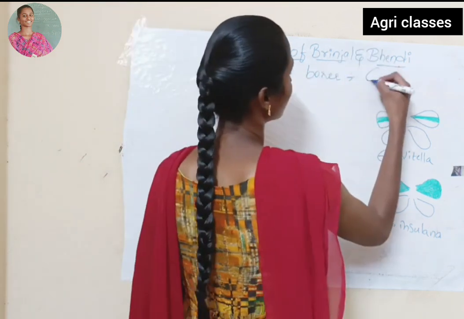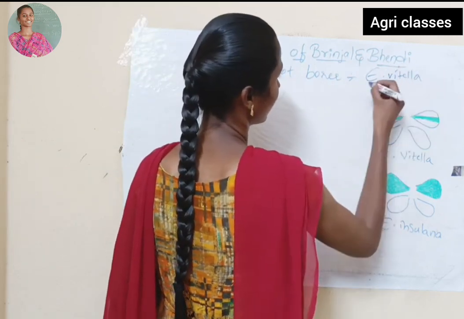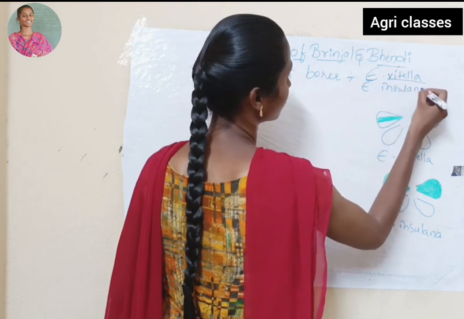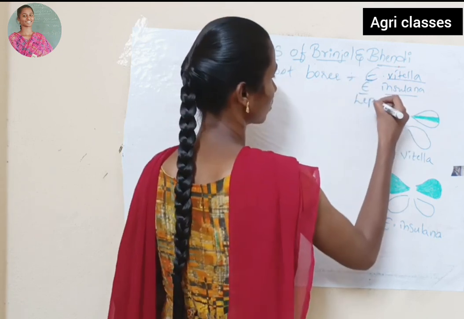Scientific name is, here we can see 2 species, Earias vitella and Earias insulana, and this comes under order Lepidoptera.